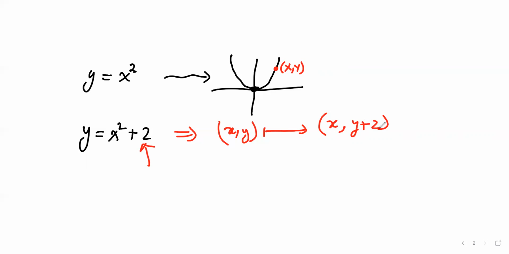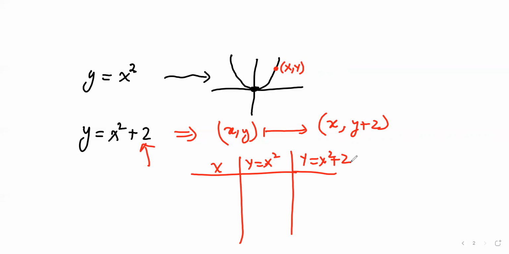If I make a quick table here, for the original y equals x squared, and then one for y equals x squared plus 2, let's take negative 1, 0, 1. Let's keep it simple. Negative 1 squared is 1, and negative 1 squared plus 2 means you're adding 2, so it becomes 3. This is 0, this is 1, so I keep adding 2 to get the next one: 2, 3.